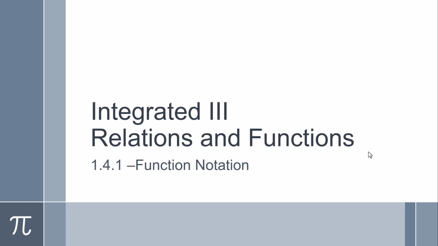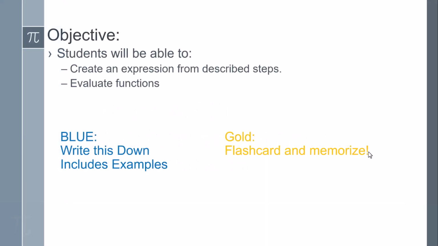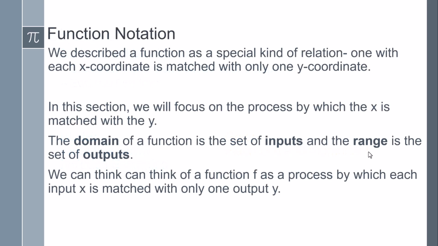This is 141. We're going to take a look at function notation. So we're going to create an expression from described steps, and we're going to evaluate functions. We described a function as a special kind of relation, one in which each x-coordinate is matched with only one y-coordinate. In this section, we will focus on the process by which the x is matched with the y. Now, the domain of a function is the set of inputs, and the range is the set of outputs.